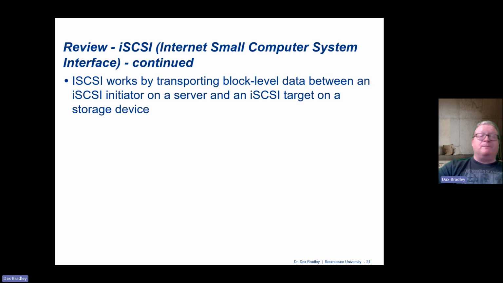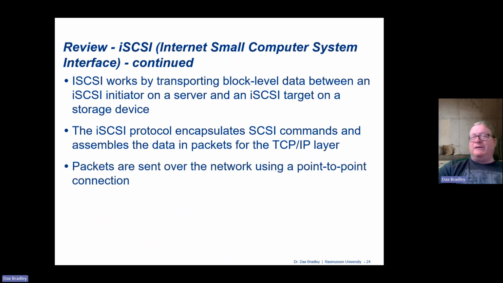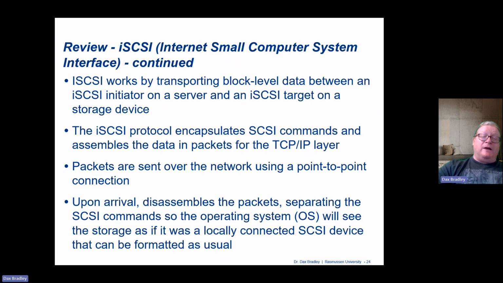iSCSI works by transporting block-level data between an iSCSI initiator on a server and an iSCSI target on a storage device. The iSCSI protocol encapsulates SCSI commands and assembles the data into packets for the TCP/IP layer. Packets are then sent over the network using point-to-point connections. Upon arrival, it disassembles the packets, separating the SCSI commands so that the OS, or operating system, will see the storage as if it was a locally connected SCSI device, and it can be formatted as usual.